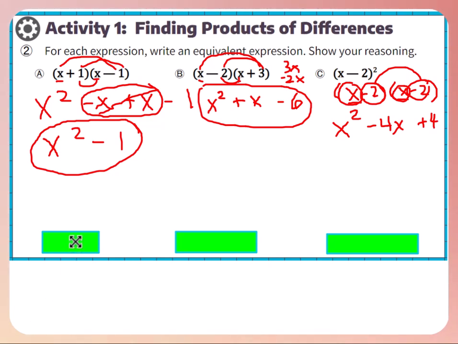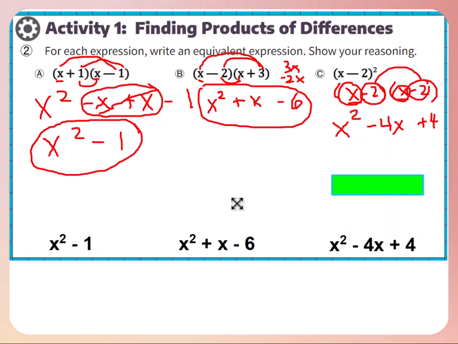All right, let's check our work. X squared minus 1, difference of squares. Okay, now we're going to multiply these two different binomials and we get a trinomial, x squared plus x minus 6. And then finally, x minus 2 squared, we get x squared minus 4x plus 4.